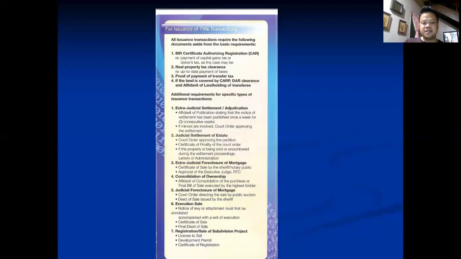Now, another one is extrajudicial foreclosure of mortgage. Okay? So this time, di ba, this is also an involuntary way when somebody forecloses your mortgaged property. Common naman ito when you have a property, the subject of a real estate mortgage, and you apply an extrajudicial foreclosure when you allow or empower the banks. Di ba? This is very common. So there is a need, after public auction, for the certificate of sale by the sheriff, notary public, and the approval of the executive judge. Of course, you also pay 1, 2, 3, and 4.